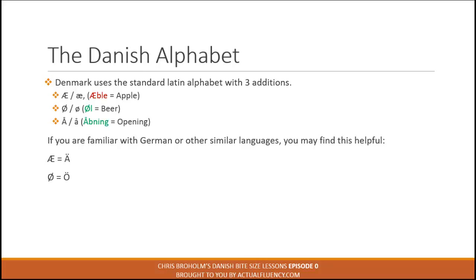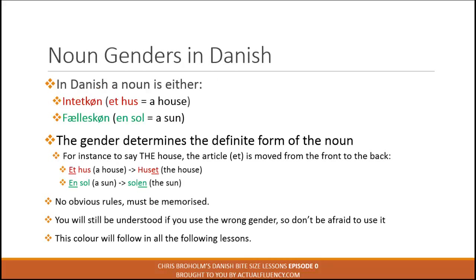The next slide is noun genders. In some languages like Russian and German, noun genders are a bit more important than they are in Danish. Firstly, they have 3 different genders, which makes it slightly more difficult. But you also have the cases where they change, and so on and so forth.